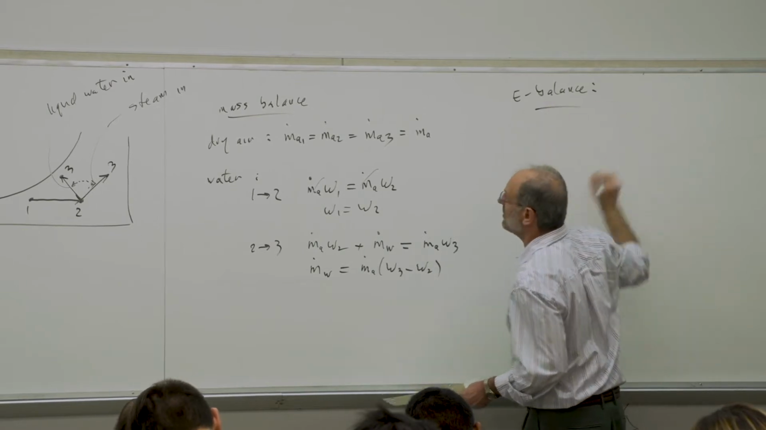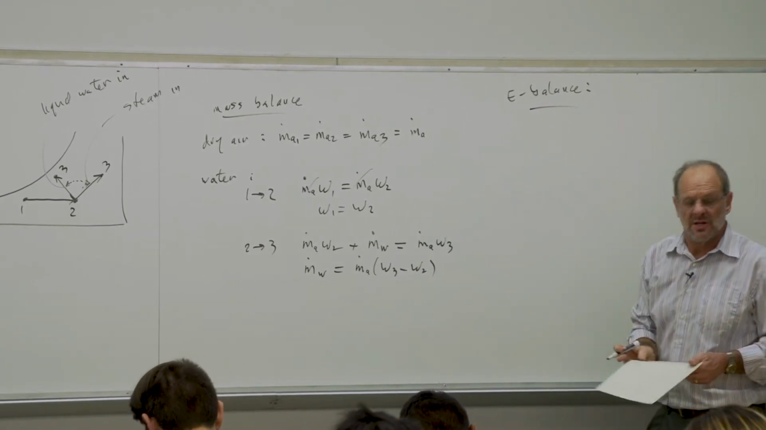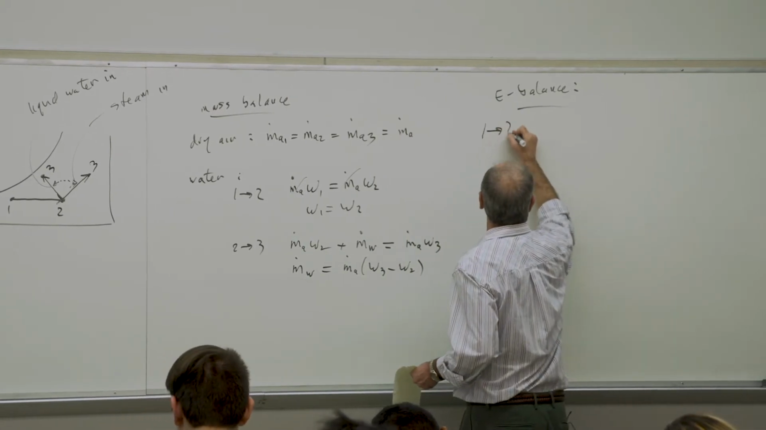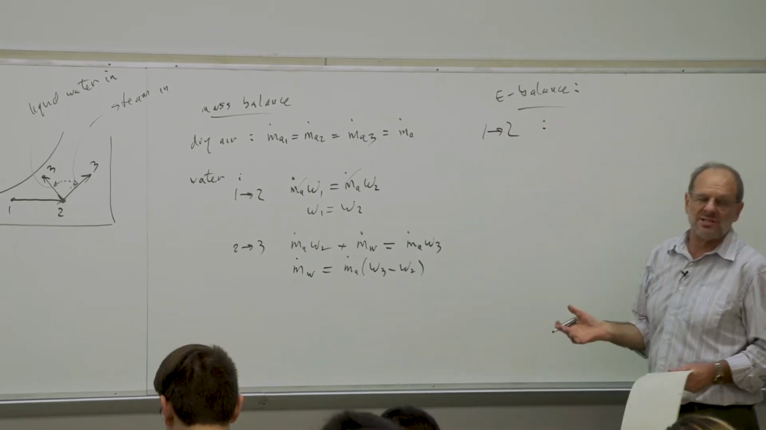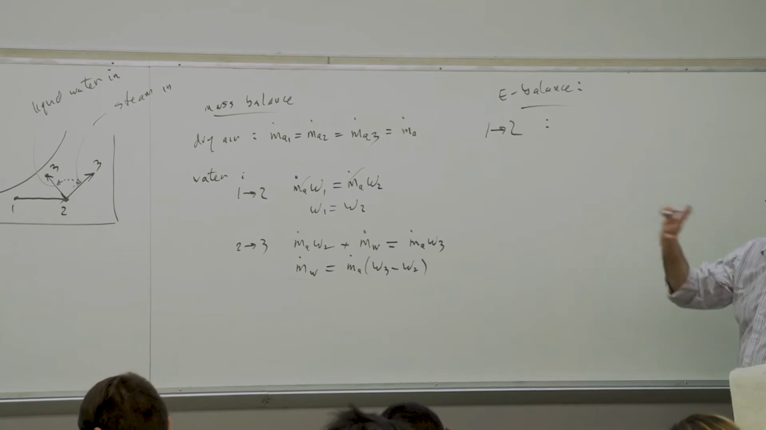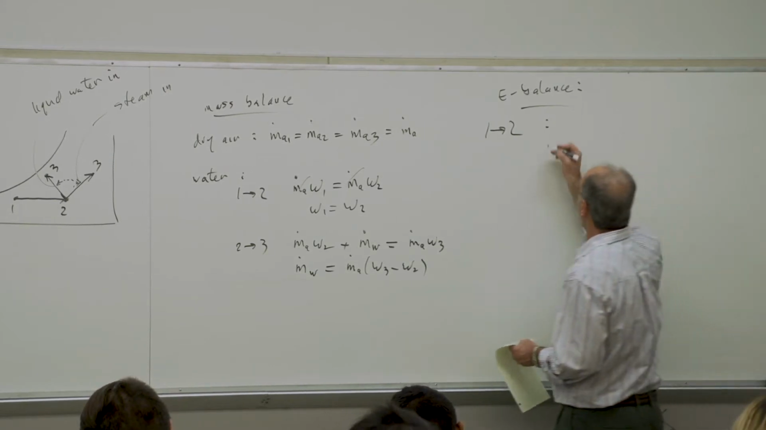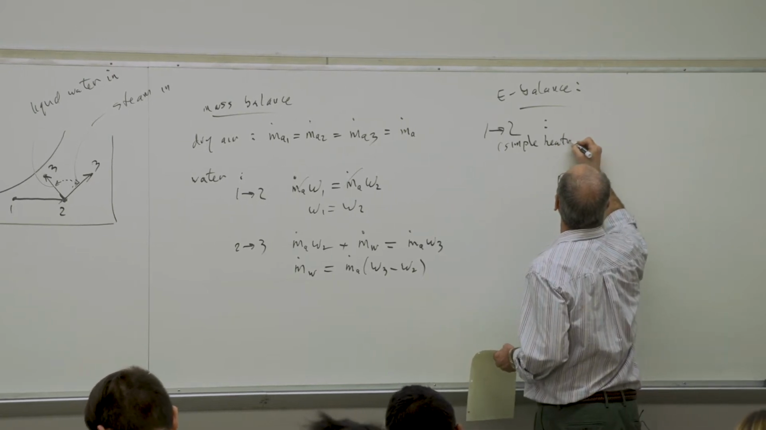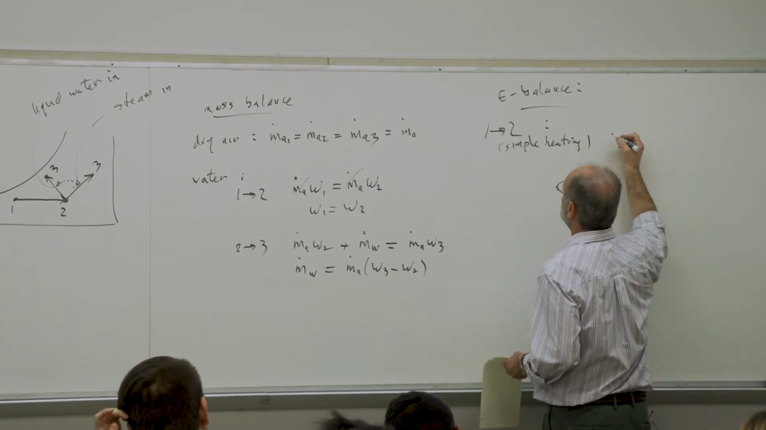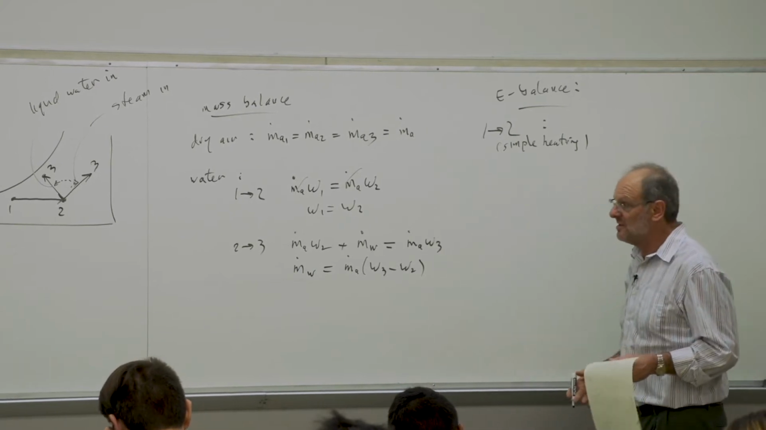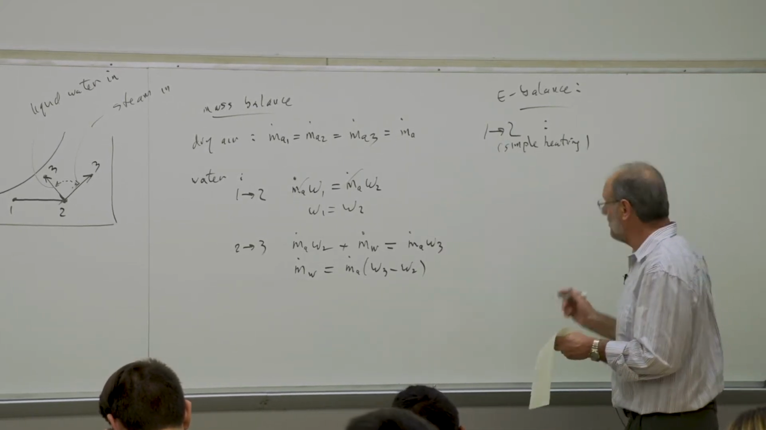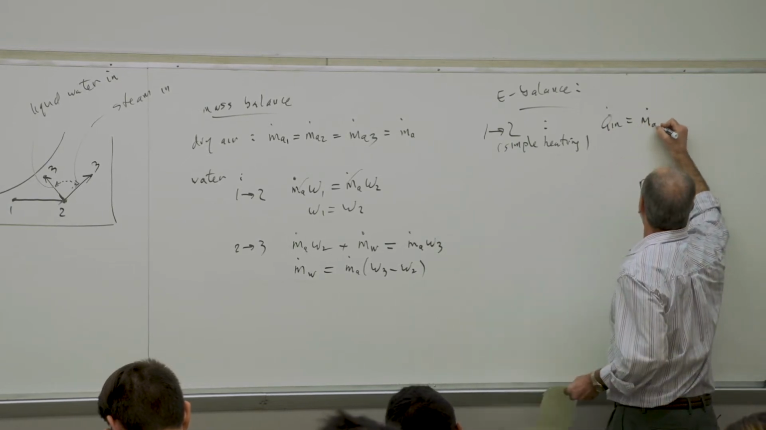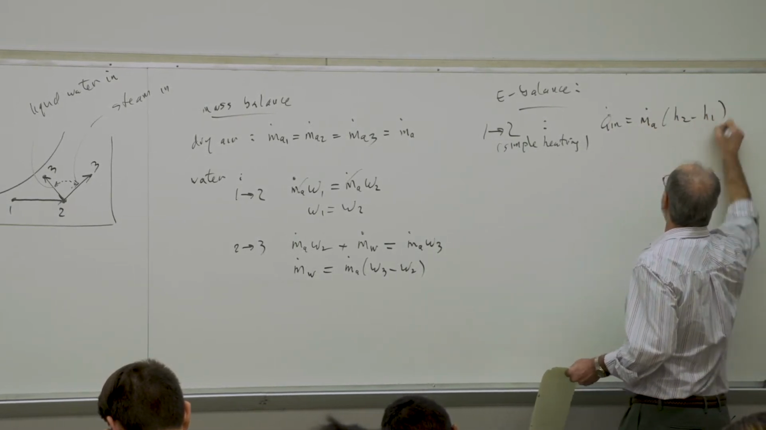And now our first law, our energy balance. So again, we have 2 processes, right? From 1 to 2 and 2 to 3. So we'll do 1 to 2 first. And this is just simple heating, right? This is no different than what we just looked at before. So as this is simple heating, I'm just going to use the equation that's already written over there on the board. Q dot in is just m dot A times H2 minus H1.